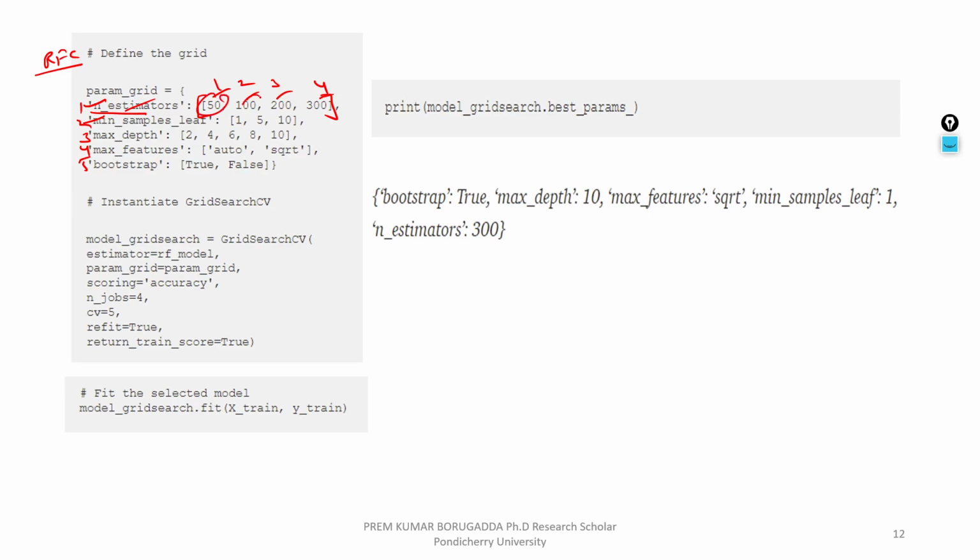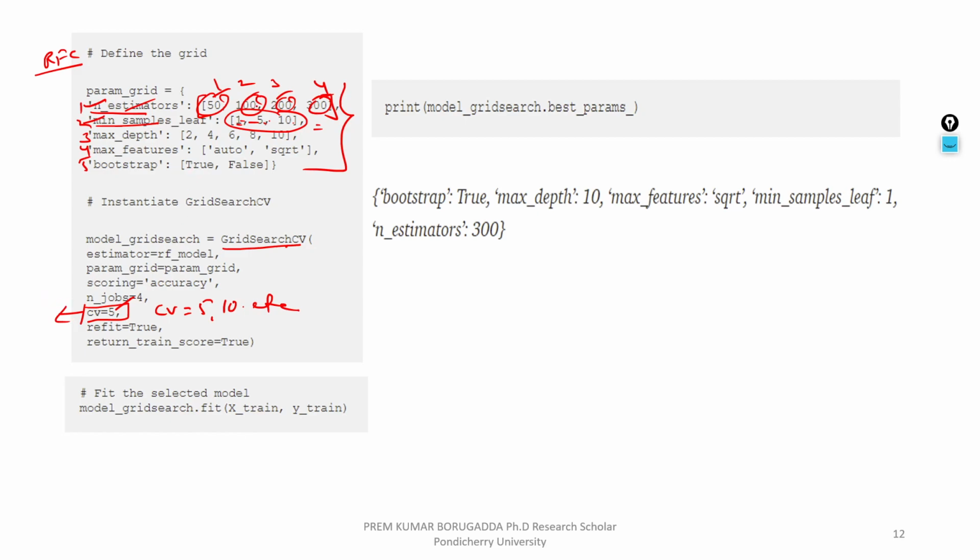We don't know which is the best value. Like minimum samples leaf, they are taking 1, 5, 10, and we don't know which is the best value. So like that we take some hyperparameter values and apply GridSearchCV. In GridSearchCV you apply cross validation, here taking 5. People generally take cross validation of 5 or 10. About cross validation I already made a video, please watch that video also.